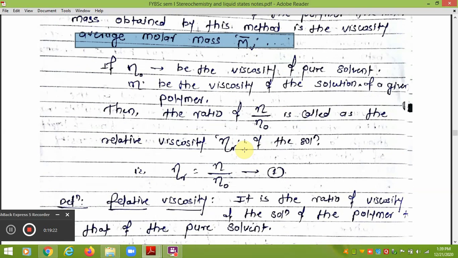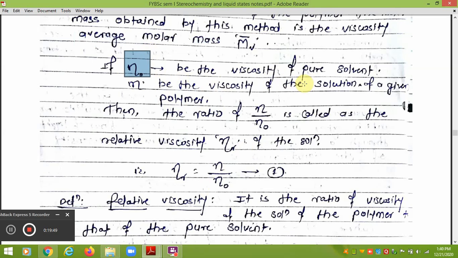In this case, the molecular weight can be obtained by using the viscosity of the given liquid of the polymer, and this molecular mass is called the viscosity average molar mass. In this case, this is not an exact property, it is a comparative property, and that's why for the determination of this we are going to consider the viscosity of two liquids. One is the pure solvent and another one is the solution of the given polymer.